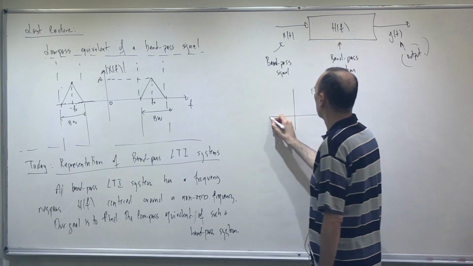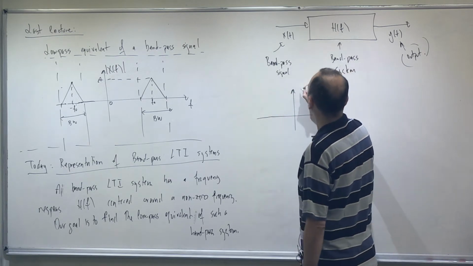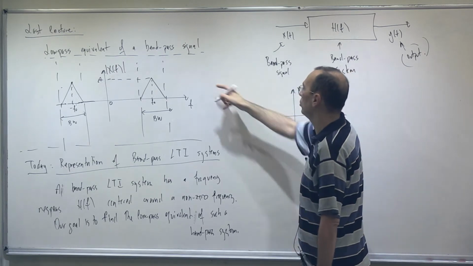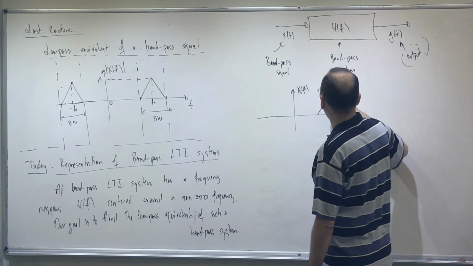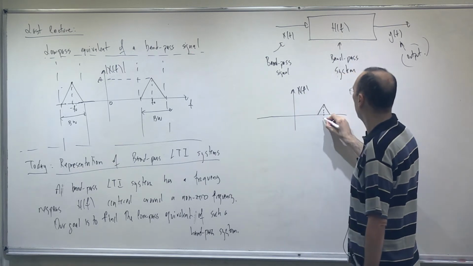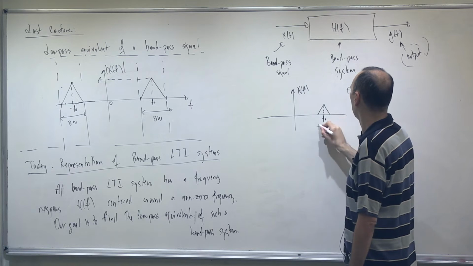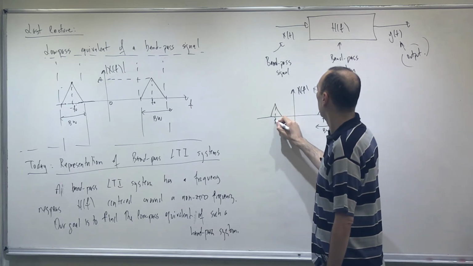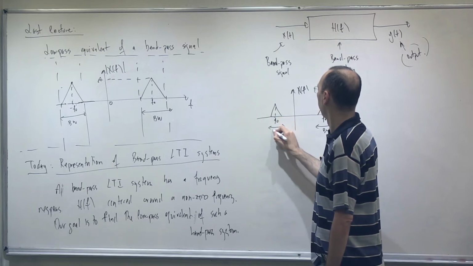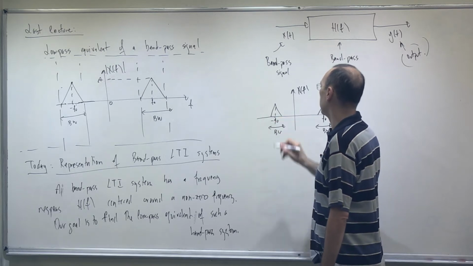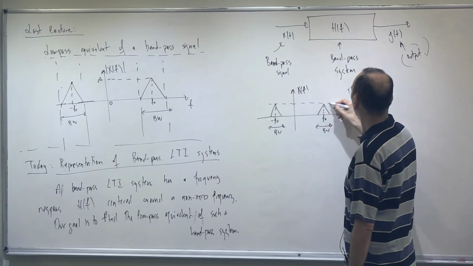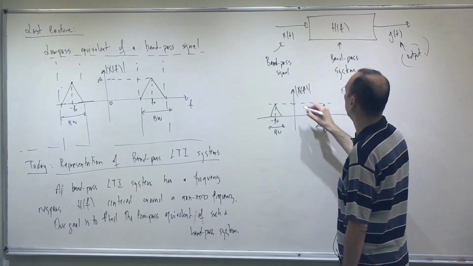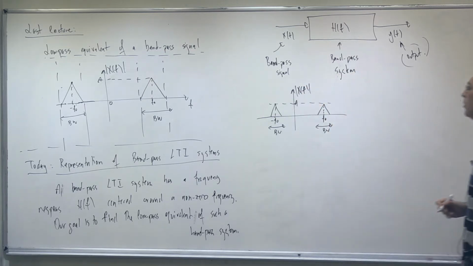So the first sketch. So this is X of f. Let me do this one more time then. If I have, again, a triangle shape, let's say f naught, bandwidth, and minus f naught. So this is the magnitude spectrum, let's say. This is the peak value A.